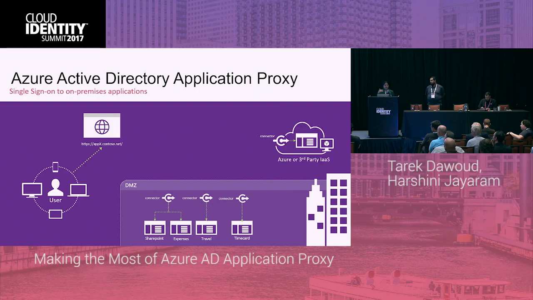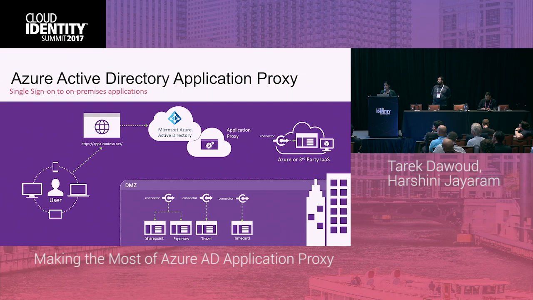It may be the same as your internal URL, it might be different, and that's another thing we'll get into with the feature highlights. So your user goes to this URL. In this case, it might be appx.contoso.net. When they hit this URL, they are then directed to the application proxy service, and they're asked to authenticate against Azure Active Directory. Application proxy is not doing its own different authentication. It's all still through Azure Active Directory.